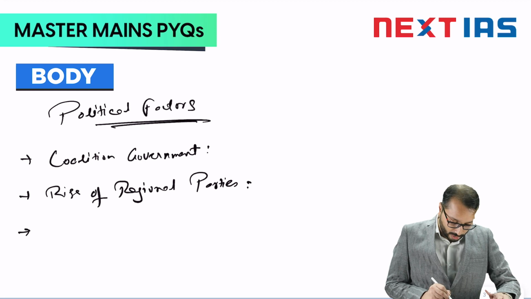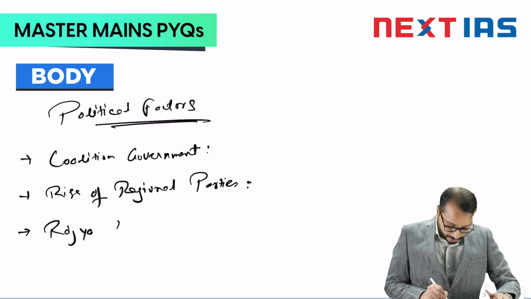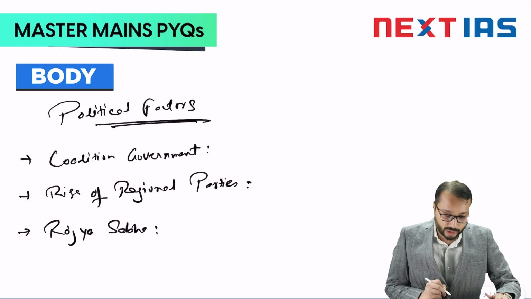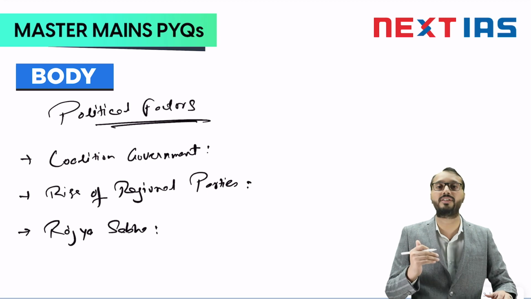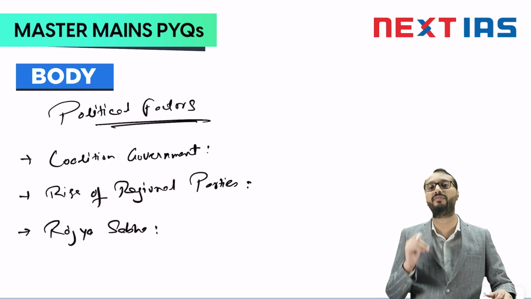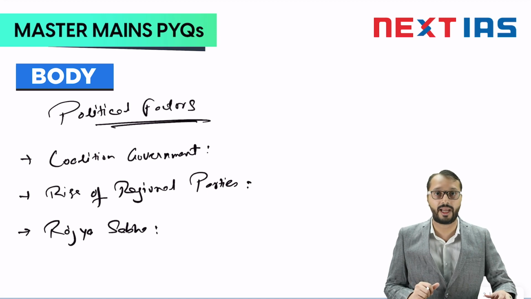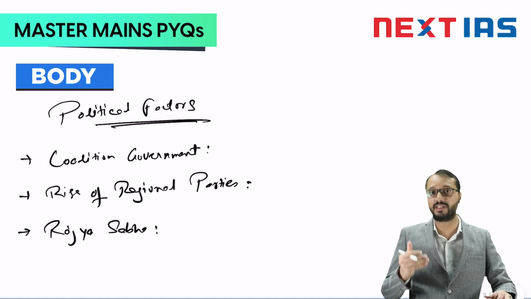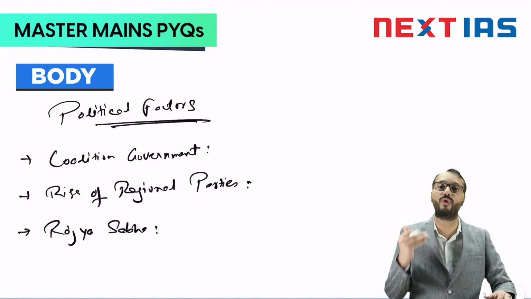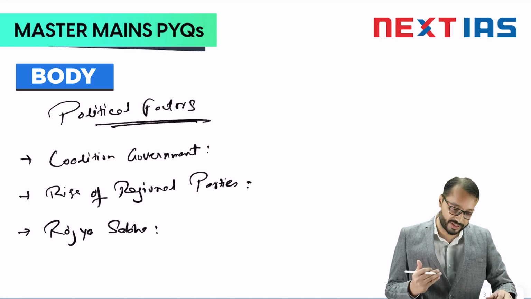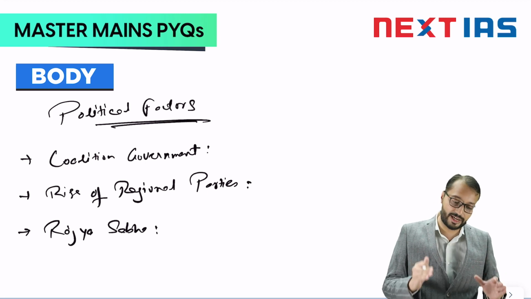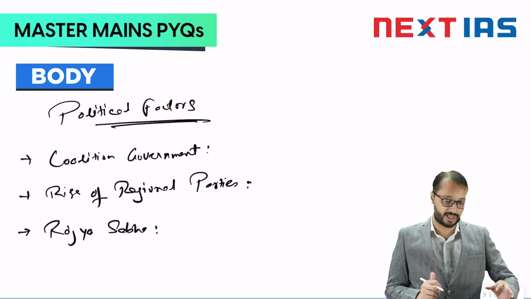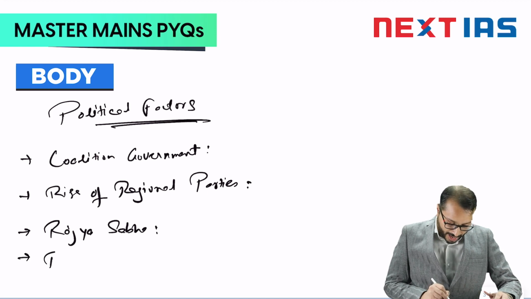Then you can highlight the role of Rajya Sabha, right? With the rise of regional parties, Rajya Sabha also emerged as the true representative of the issues of the states, right? The leaders who came to the Rajya Sabha were more vocal about issues faced by different states, and there was more discussion and consensus on regional issues, and all of these together led to reduced use of Article 356, right?